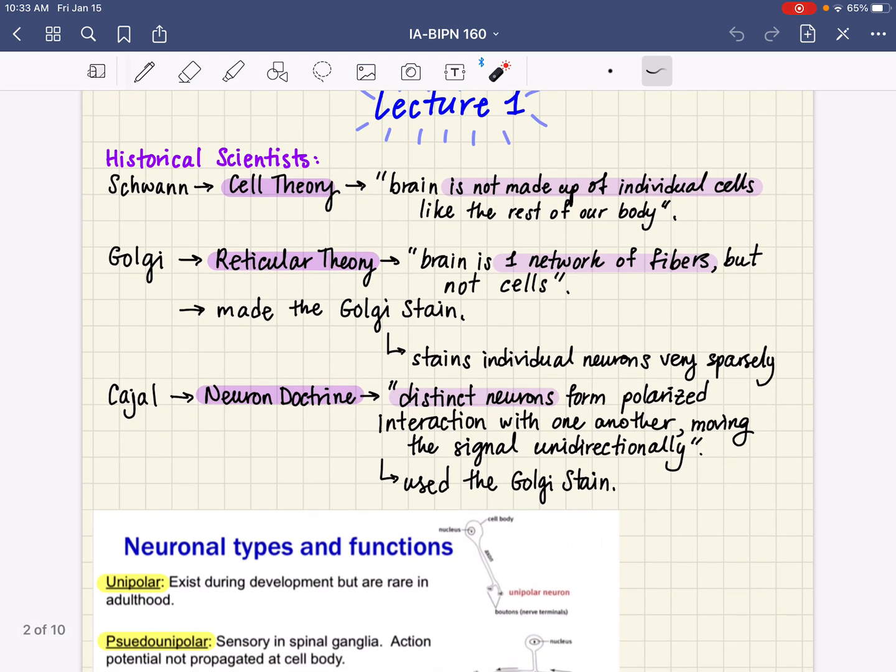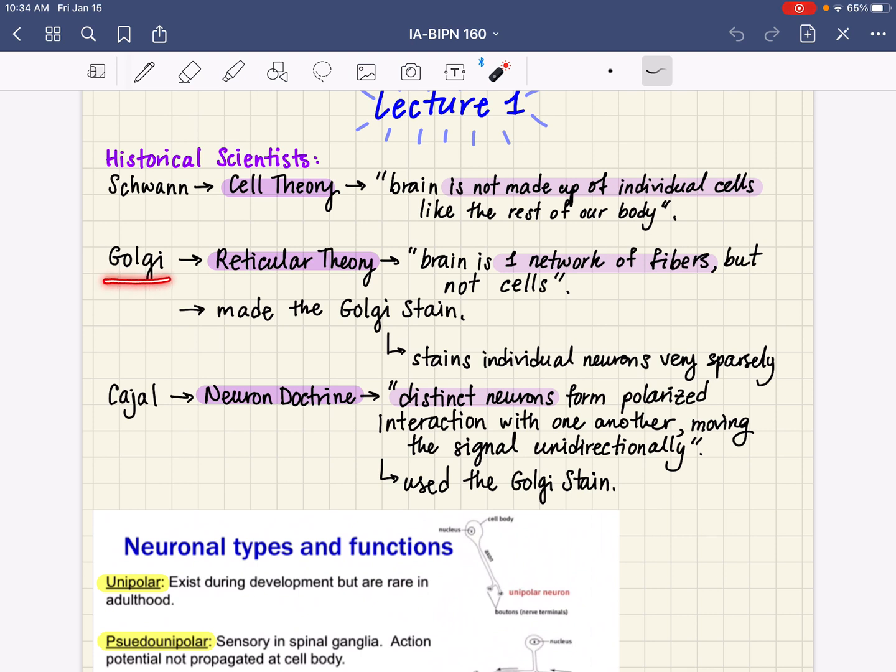So in lecture 1, we started talking about the historical scientists who laid out the foundation for neuroanatomy. The first scientist was Schwann, and Schwann proposed the cell theory, in which he said that the brain is not made up of individual cells like the rest of our body. So he basically believed that the brain was a chunk of tissue that did not have individual cells.